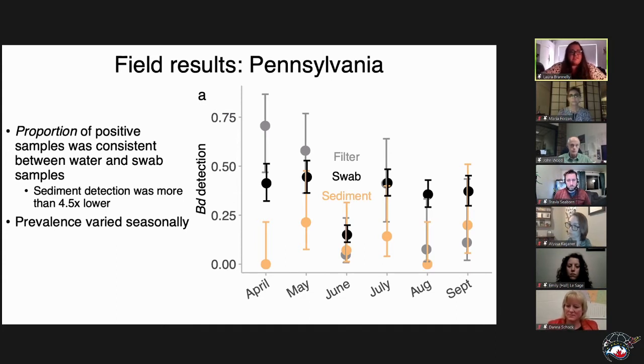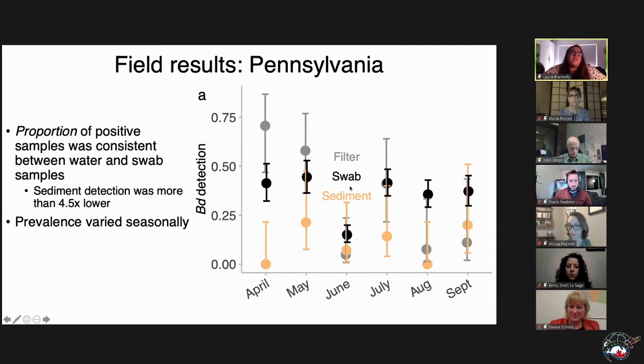And we see some seasonality. I'm going to see if I can get my mouse to work. So we see some seasonality here. The gray is the proportion of filters, and the black is the proportion of swabs. So we see some seasonality here, high in the spring, low in June, and then it starts to come back up in the fall.